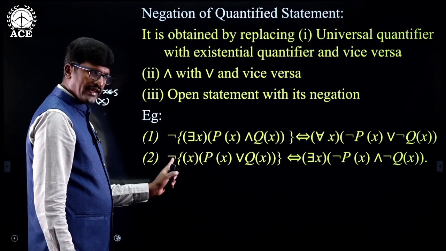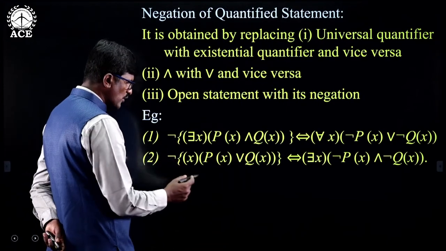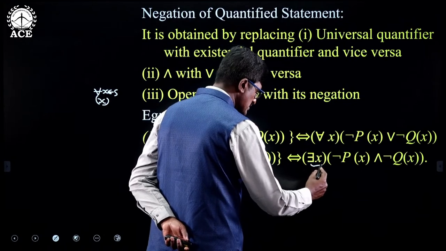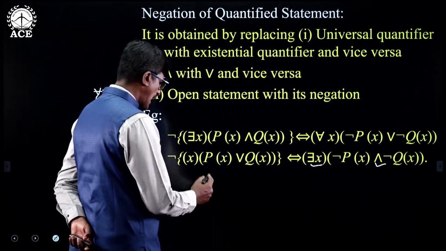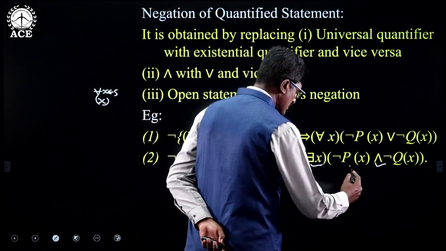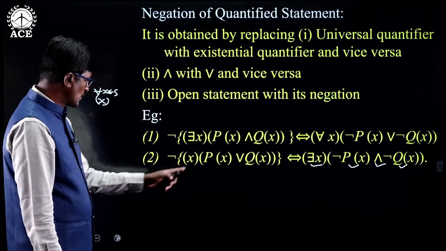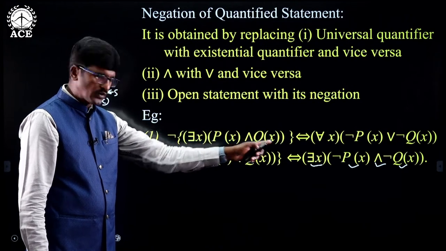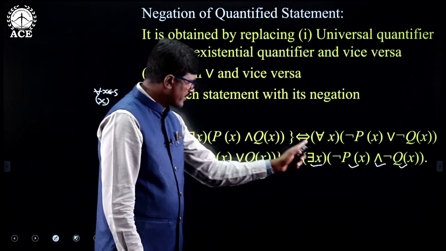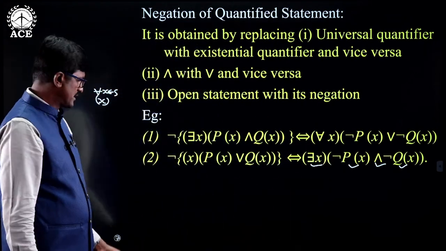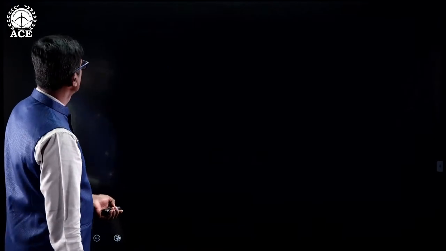So negation of for all x, P of x or Q of x. Here the universal quantifier is replaced with the existential quantifier, the OR connective is replaced with the AND connective, and the open statements are replaced with their negations. So the LHS is logically equivalent to that one. This is the quantified statement; if you take the negation of it, you will get the equivalent compound statement. So this is how we find the negation of quantified statements.